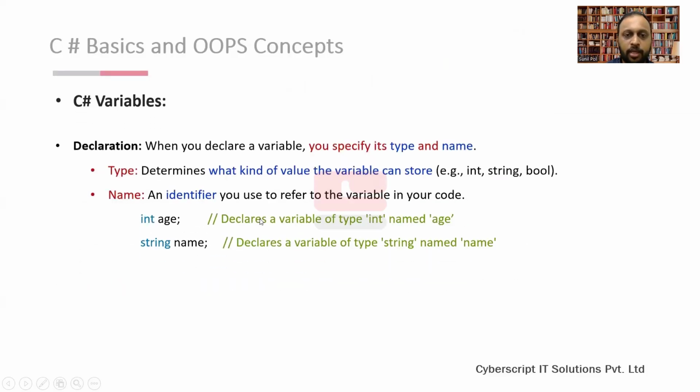Declaration. When you declare a variable, you specify its type and name. Type determines what kind of value the variable can store, like int, string, or bool. Name is the identifier you use to refer to the variable in your code. So int is the type and age is the identifier, which is also called the variable name. Here string is the data type and name is the variable name.